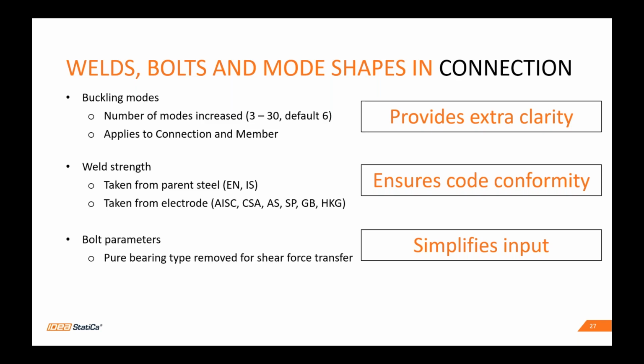For the bolt parameters, we've removed the pure bearing type option for shear force transfer, as this was obsolete, and it provided a bit of a strange affair where you could get confused. So we've removed that confusion and just limited it to friction or tension shear option. If you've got a previous design that did use this option, then it would be transferred to the bearing tension shear option.